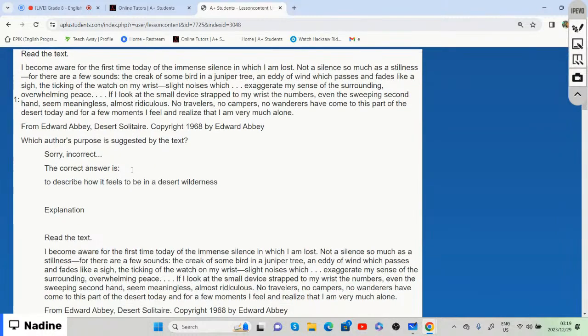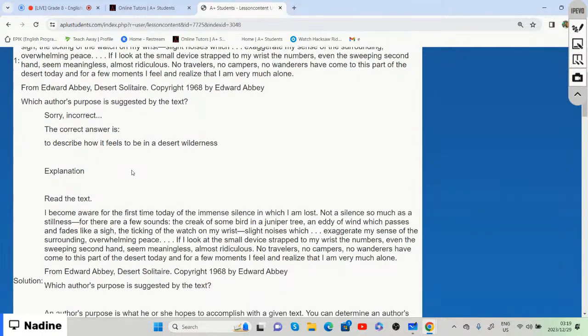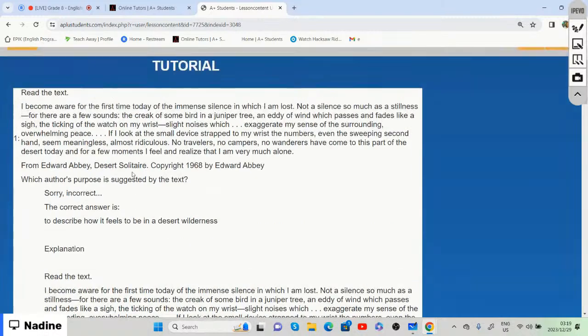Right? So now we need to say what the author suggests by this text.